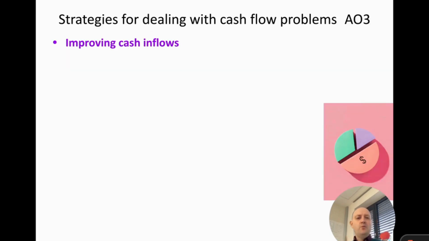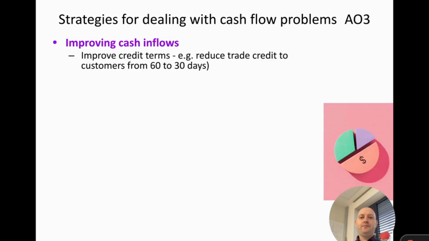So how can we solve any cash flow problems that we might have or we might see in a cash flow forecast? Well, this comes down to basically two things. One is to improve cash inflows, and another one is to reduce cash outflows, which we'll see in a minute. So how can we improve cash inflows? Well, one way might be to improve credit terms.